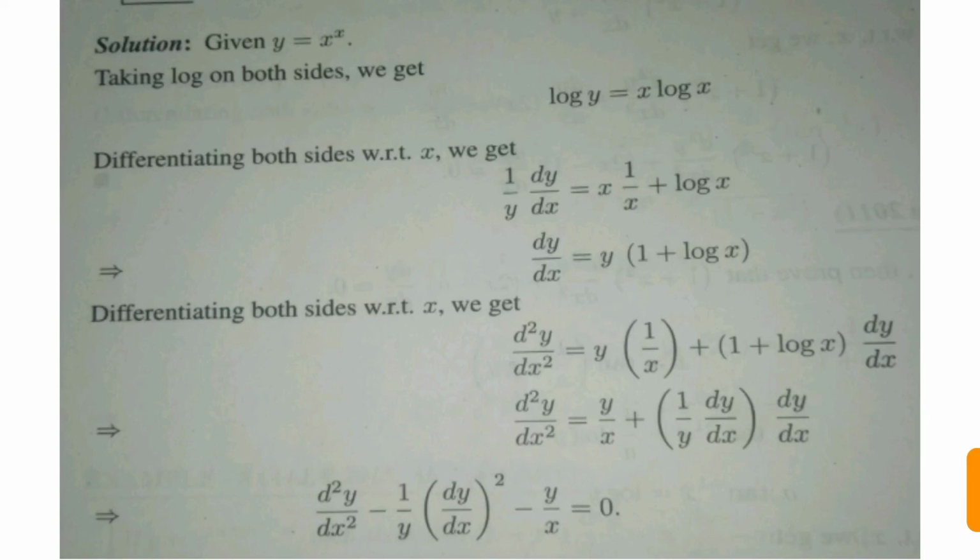The 1 plus log x has the value, from above, 1 upon y dy upon dx. So it will become d2y upon dx2 minus 1 upon y dy upon dx whole square minus y upon x is equal to 0.